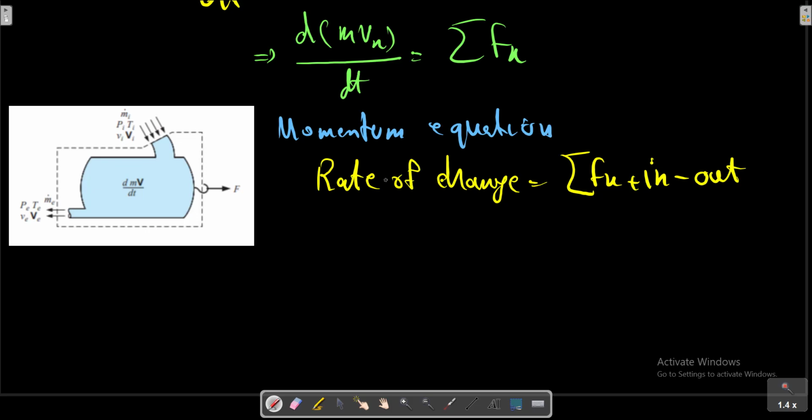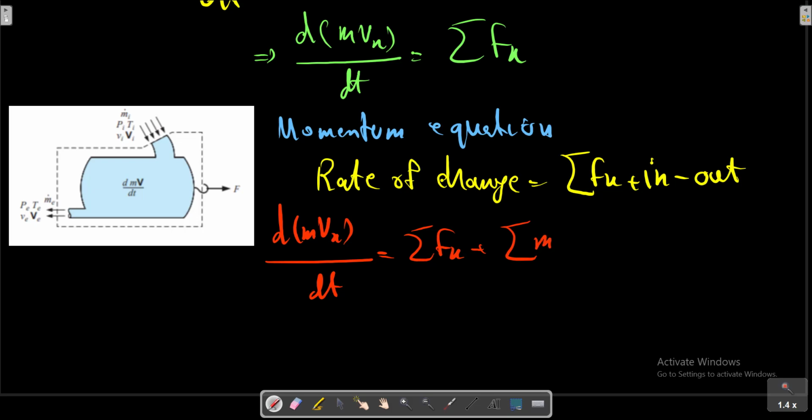The momentum equation in the x direction for this control volume can be written as this relation in the x direction: d(mvx)/dt equals the sum of Fx plus the sum of m dot i vix minus the sum of m dot e vex.